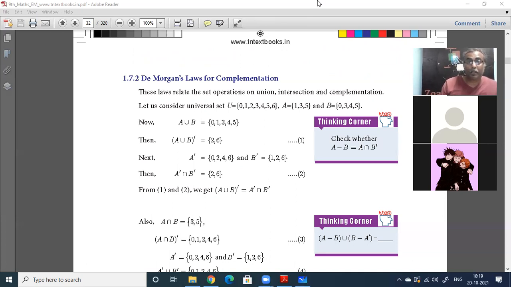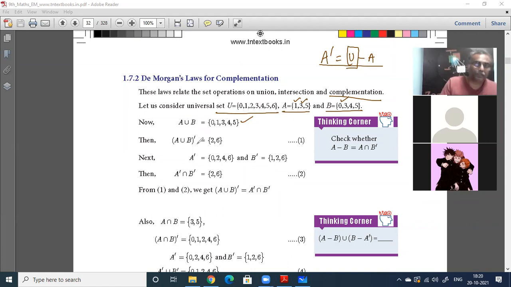These laws relate to complementation. So let us consider the universal set. As soon as complement comes, what will come? A complement means universal set minus A. So immediately the universal set will come. The universal set is 0, 1, 2, 3, 4, 5, 6. A is equal to 1, 3, 5. B is equal to 0, 3, 4, 5. Now he is telling A union B. What is A union B? 0, 1, 3, 4, 5. Correct.